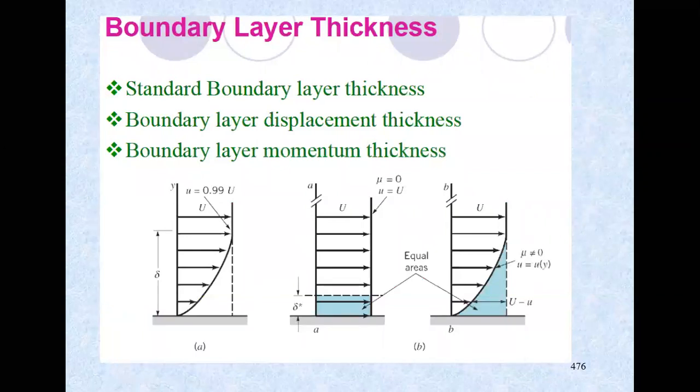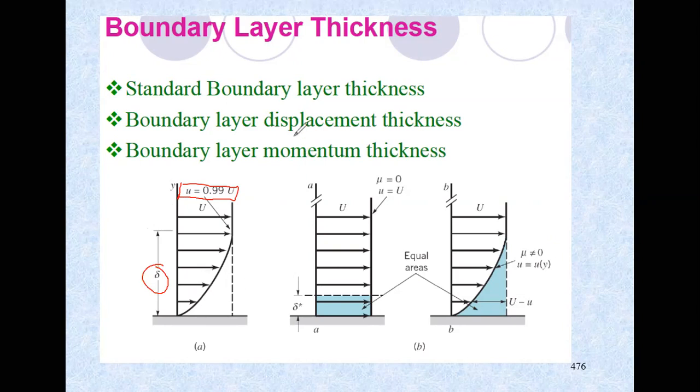Okay. Now the boundary layer has a thickness, right? But we can divide the thickness term into three boundary layer thicknesses. First is the conventional boundary layer thickness. As we define, it is the distance from the wall where the velocity becomes 0.99 U. That's the boundary layer thickness.